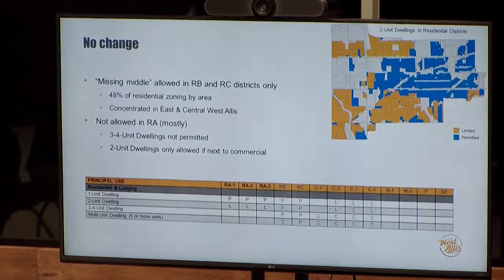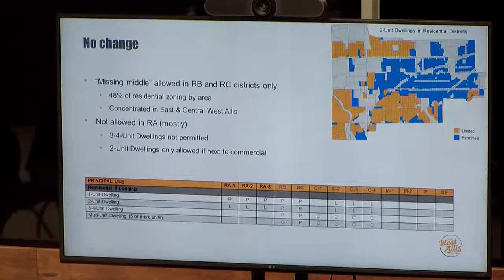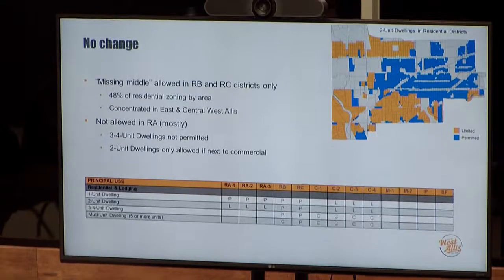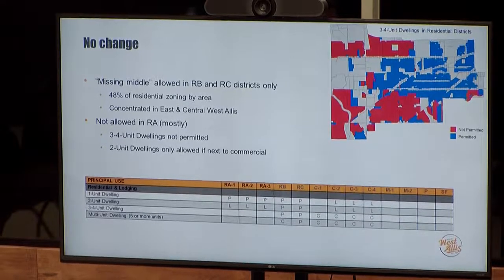So first off is the no change option. This is just what we have right now. The missing middle type housing is allowed in our RB and RC districts only, which is in the blue on that graph up on the right there. That's where duplexes are allowed. And this again is where 3 and 4 unit apartments are allowed. So it's mostly on the east side of the city and central side of the city.